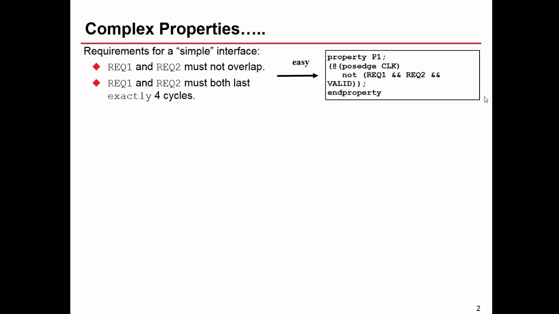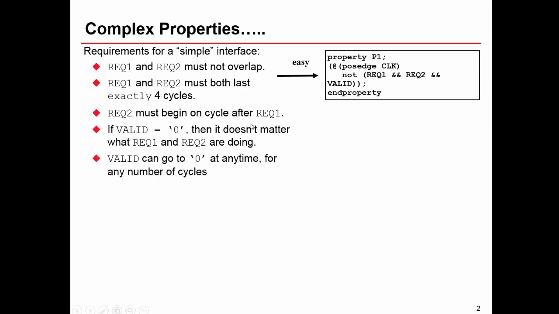When rec1 occurs or rec2 occurs, both must last exactly 4 cycles. Rec2 must begin immediately on the cycle following rec1. The pulse of 4 rec2s must follow immediately afterwards. And valid is the thing that makes this a difficult problem. If valid is 0, then we don't care what rec1 and rec2 are doing, and we don't know how long valid is going low for or when, so we've got no idea. It could be any time.